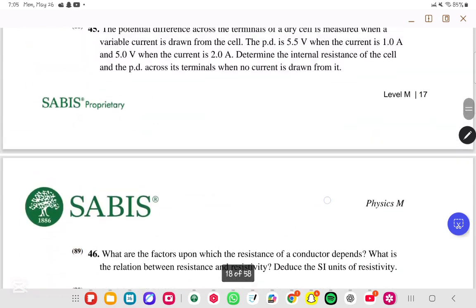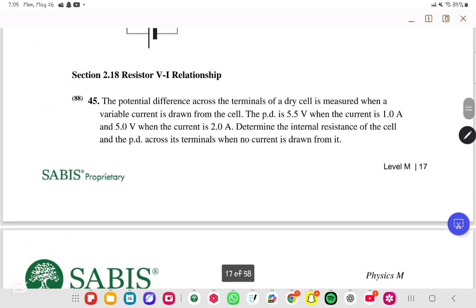Now, 2.18 is not long. The potential difference across the terminals of a dry cell is measured when a variable current is drawn from the cell. The potential difference is 5.5 volts when the current is 1 ampere, this is the current I, and 5 volts, this is the voltage, when the current is 2 ampere, this is I. Determine the internal resistance of the cell and the potential difference across its terminals when no current is drawn from it.